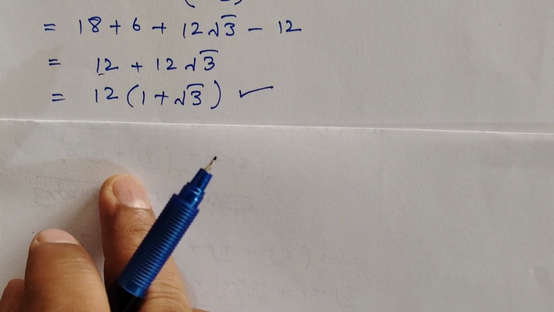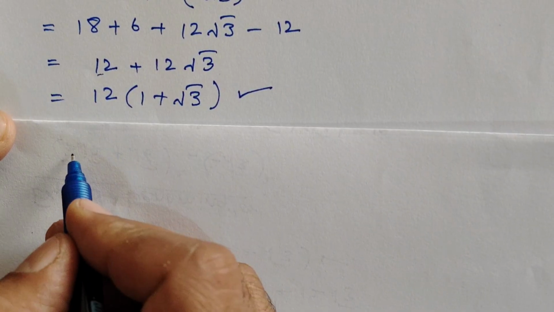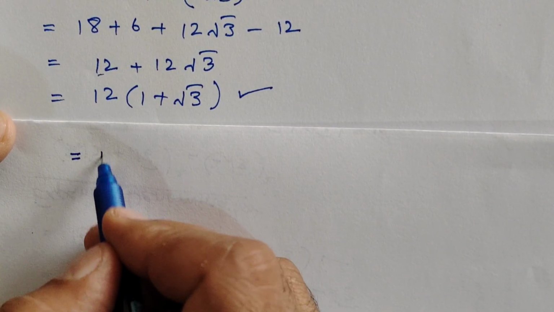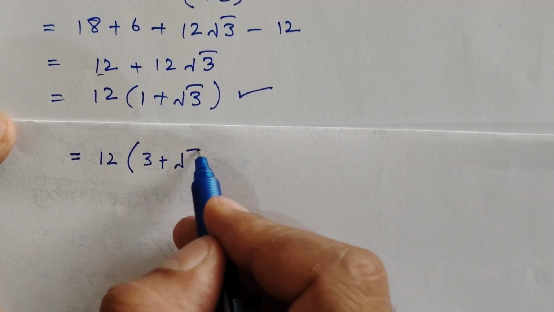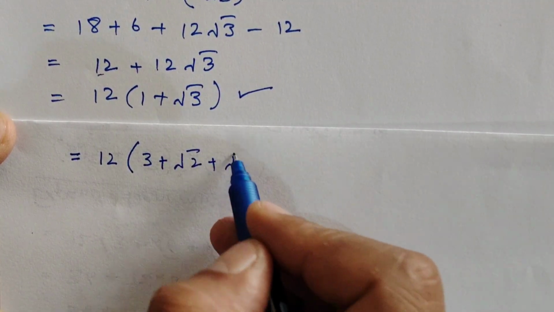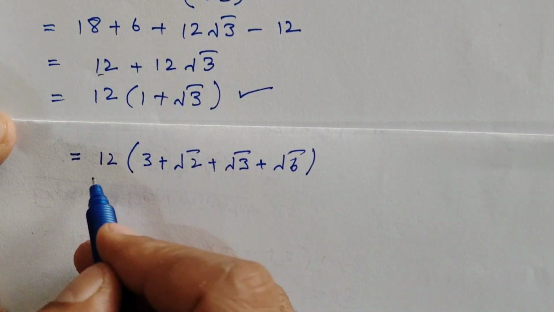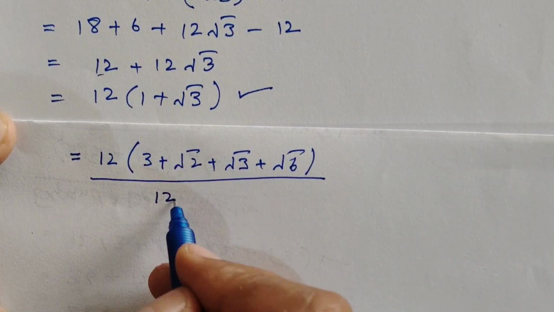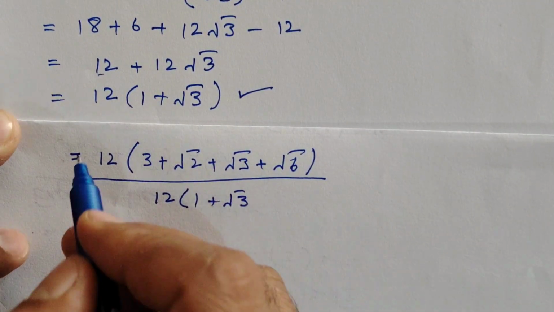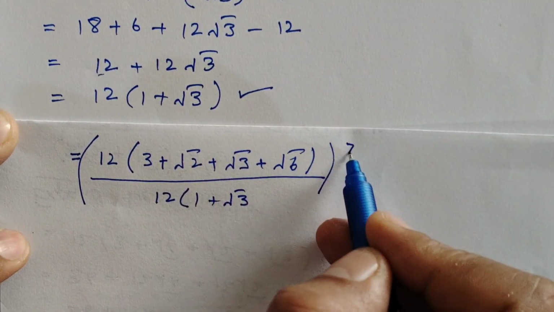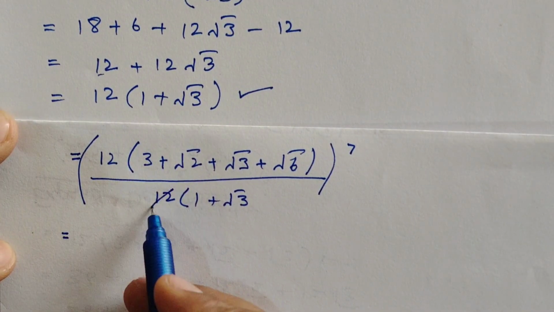Now we go to the main equation and solve it further. First, the numerator, which is 12 into 3 plus square root of 2 plus square root of 3 plus square root of 6, divided by 12 into 1 plus square root of 3, whole power 7. Now we cancel 12 with 12.